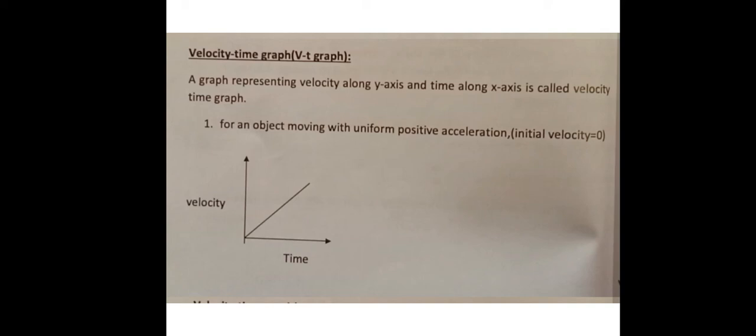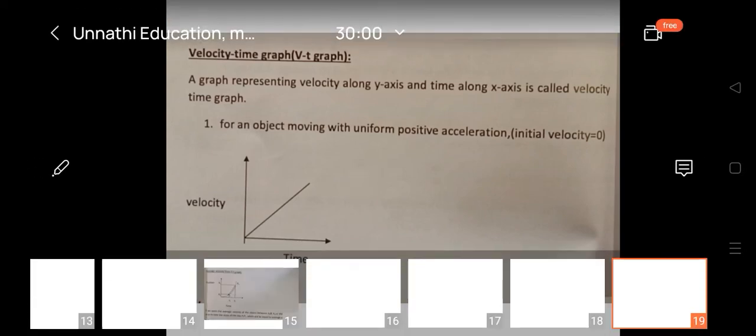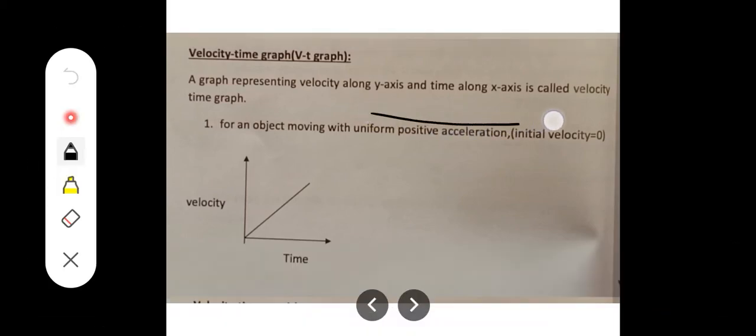From the point of view of examination, what you have to remember about the velocity time graph? You should know the definition of the velocity time graph. Usually the question will be like that: define what is velocity time graph and draw any one type of graph. We'll see that. So what is the definition? A graph representing velocity along the y-axis and time along the x-axis is called a velocity time graph. This definition is important.